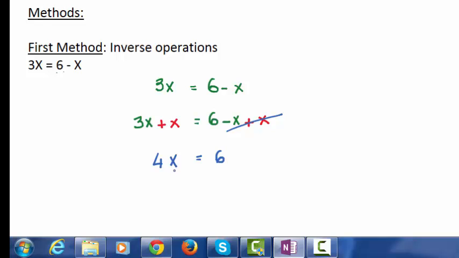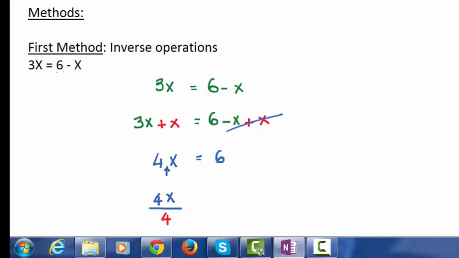Now, how to isolate x? There is an operation between 4 and x. We said there is a hidden multiplication. 4x means 4 multiplied by x. So to isolate x, that means I take 4x and I divide it by 4. I divide it by 4, because 4 can simplify with 4. It's going to give me 1, done. So I don't have anything beside x.